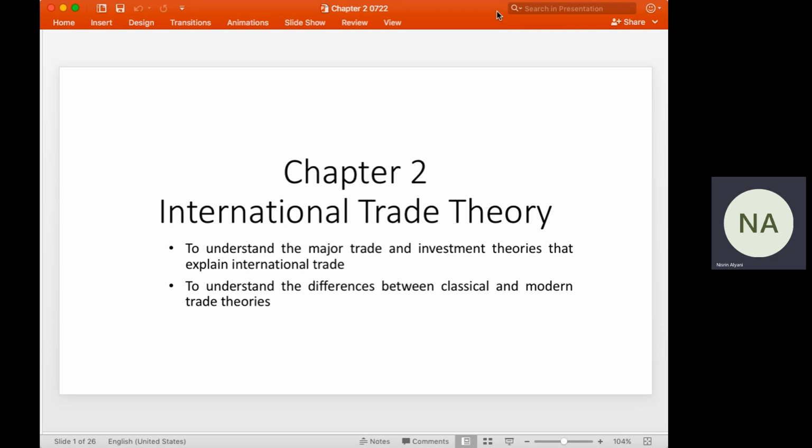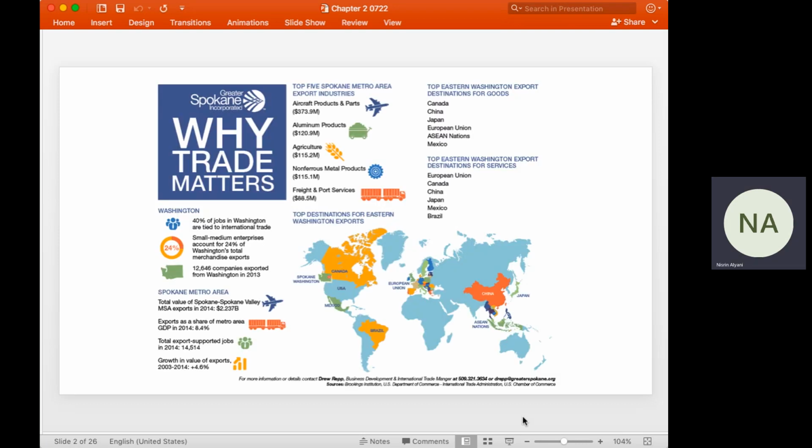In this chapter, you will understand the major trade and investment theories that explain international trade. And then you'll be able to understand two things, which are classical and modern trade theories. So, first things first, why trade matters? Why do you think that trading is really essential for international business?